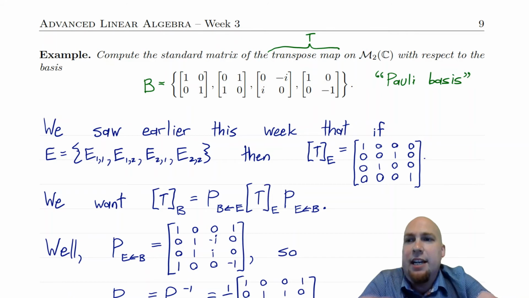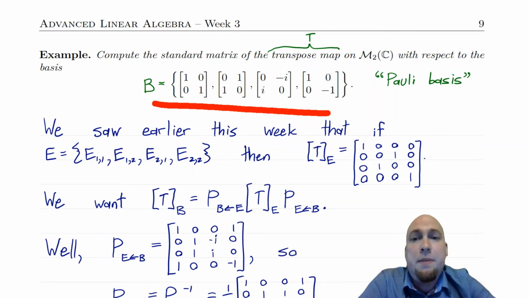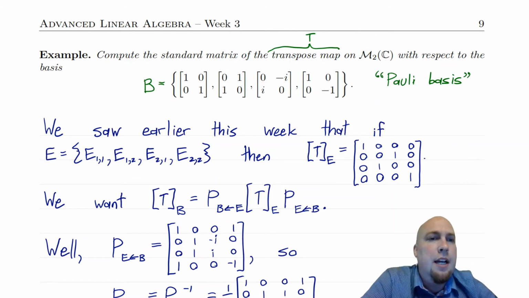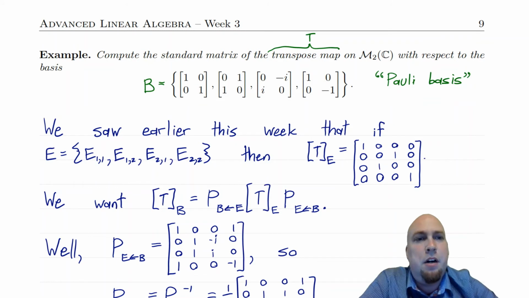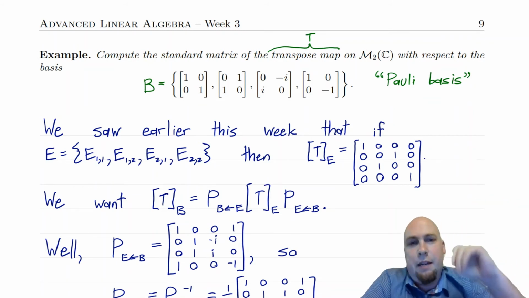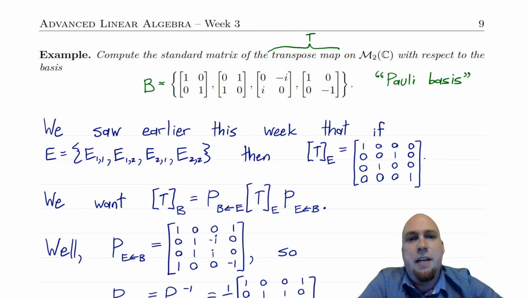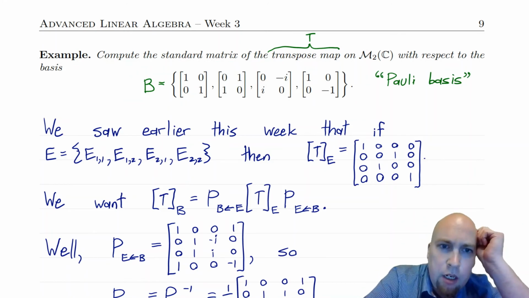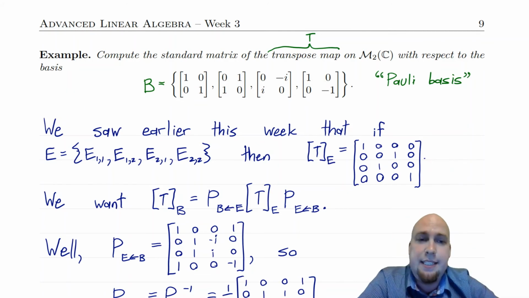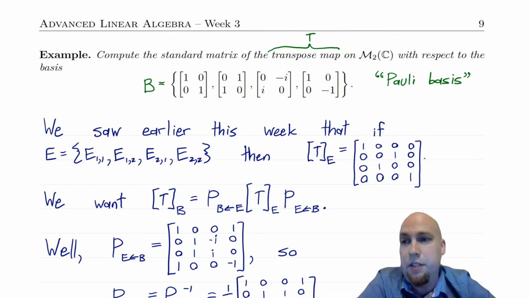We'll see that it's actually kind of nice to represent the transpose map with respect to this slightly weirder looking basis. As a side note, if you've taken physics courses, maybe you've seen these matrices before. They're called the Pauli matrices, and they come up all the time in quantum mechanics. But for our purposes, they're just a mathematically nice basis. All right. So what we've already seen is that the transpose map with respect to the standard basis is just this matrix here. Almost the identity, except things are swapped around in the middle there.